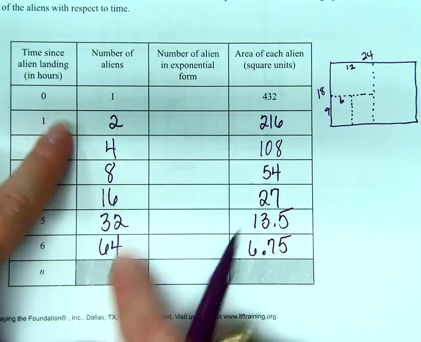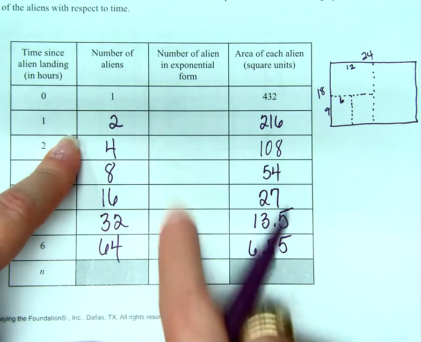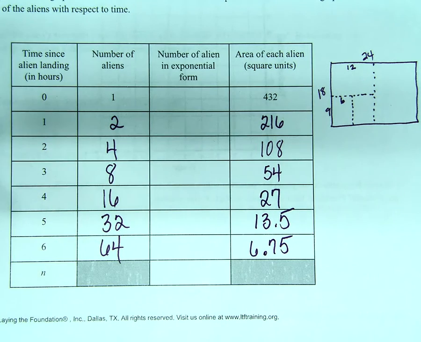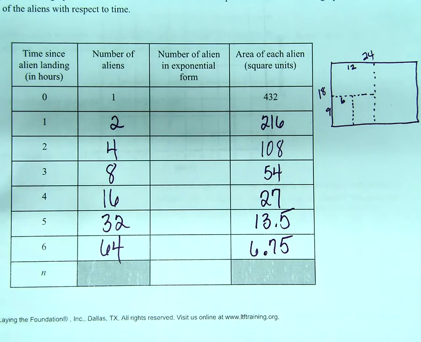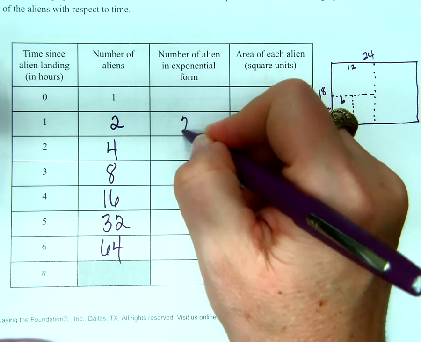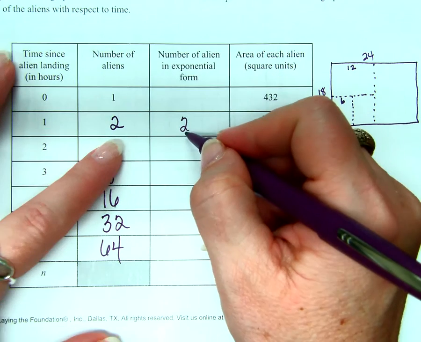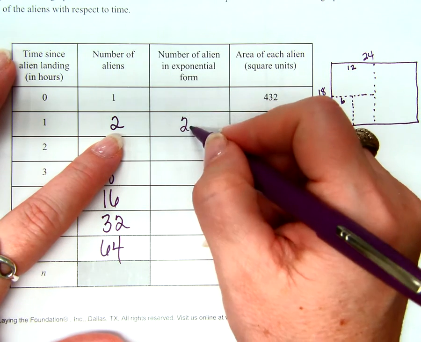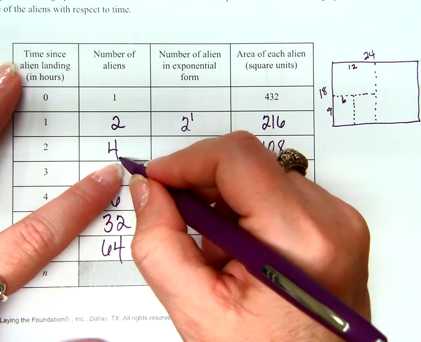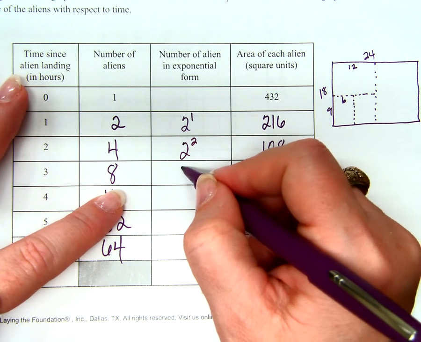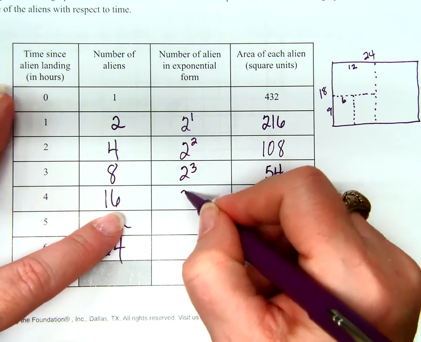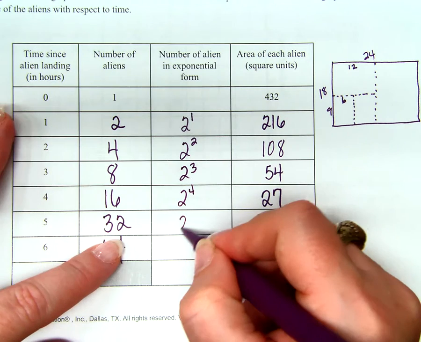Now we really need to go back to this column and fill in. If I know the number of aliens, do you think I can figure out the number of aliens in exponential form? What's happening to each of these numbers? They're doubling, so you think that might be a power of 2? So if I have 2, I have to figure out the power, right? Well, this one's easy, right? 2 to what power is 2? 1. 2 to what power is 4? 2 to what power is 8? And then, so this is 4. And this is 5.